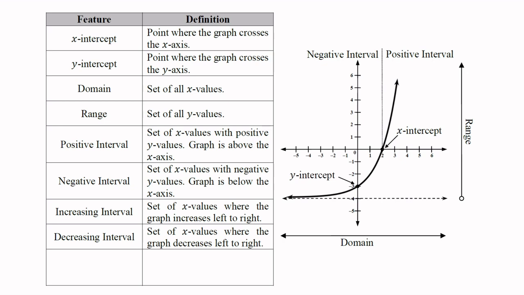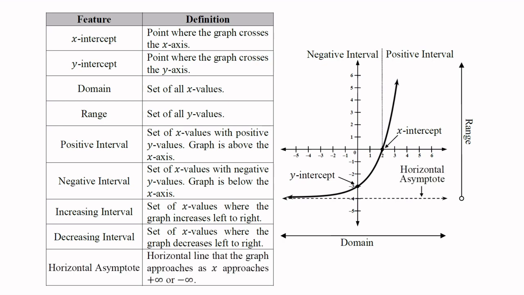And then finally, a unique feature to exponential functions is the horizontal asymptote. It is the horizontal line that the graph approaches as x approaches either positive or negative infinity. So looking at this graph, as x approaches negative infinity, so we're looking at the left-hand side, we are approaching that horizontal asymptote line, which is indicated by the dashed line.